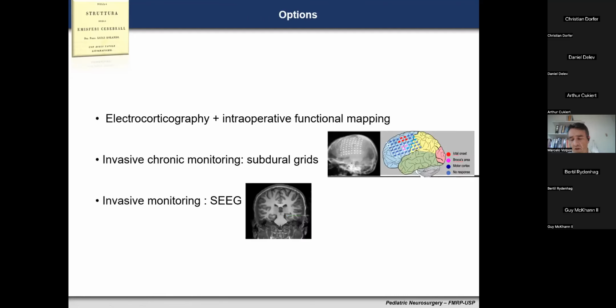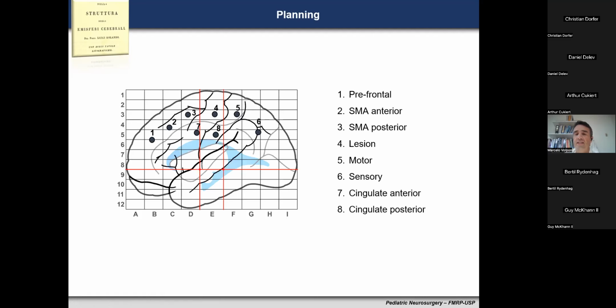So after all these investigations, our options were threefold. We could either go straight to the operation and perform an electrocorticography and intraoperative functional mapping, or we could go for invasive monitoring, either subdural grids or SEEG. Although that area was really suspicious, we still weren't that convinced, and it's always easier to look inside. We did feel that this case needed further monitoring. So we went for an SEEG.